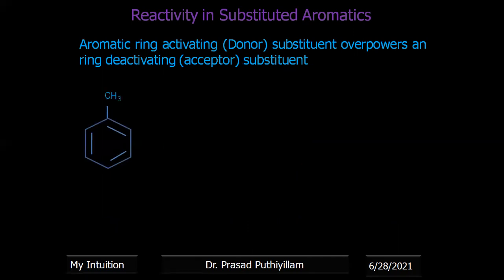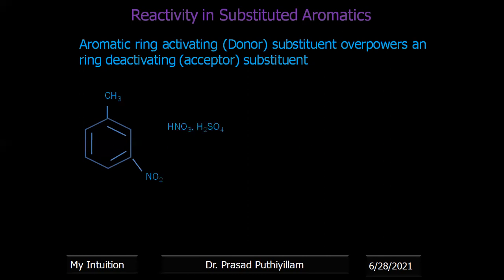So for example, if I take NO2 and CH3: NO2 is electron withdrawing, CH3 is electron donating. So which one do we have to consider? We have to consider the ring-activating, electron-donating group. So you have to give more preference to the CH3 group.